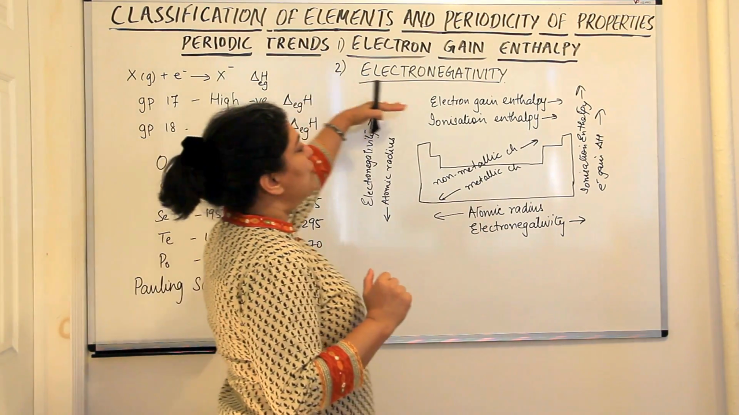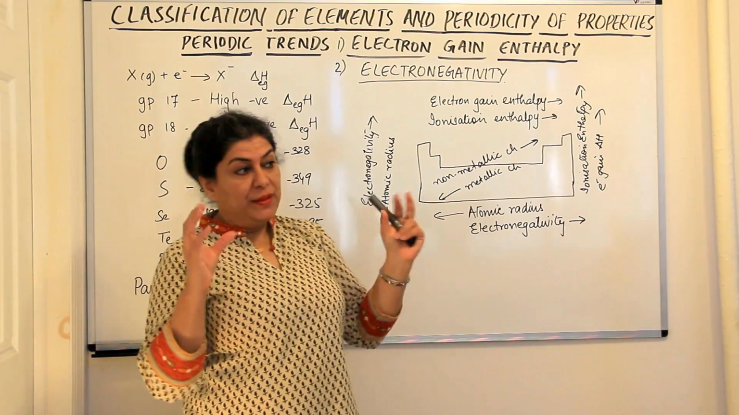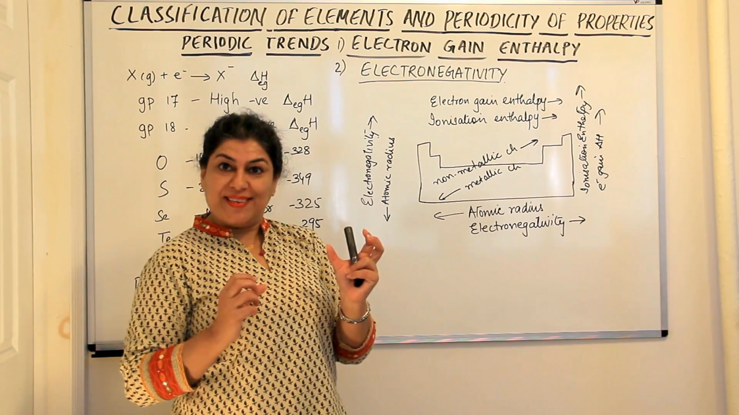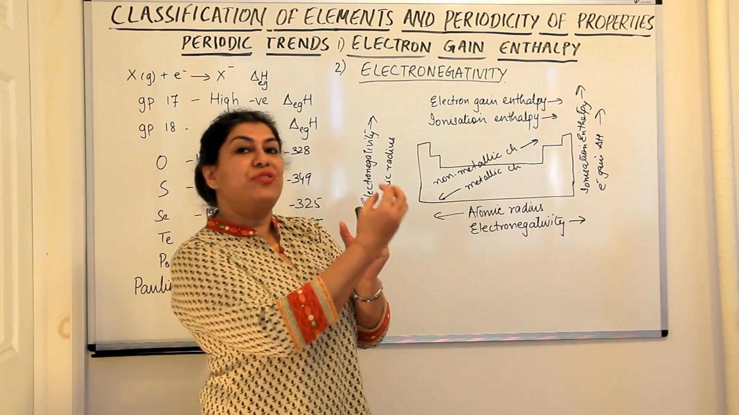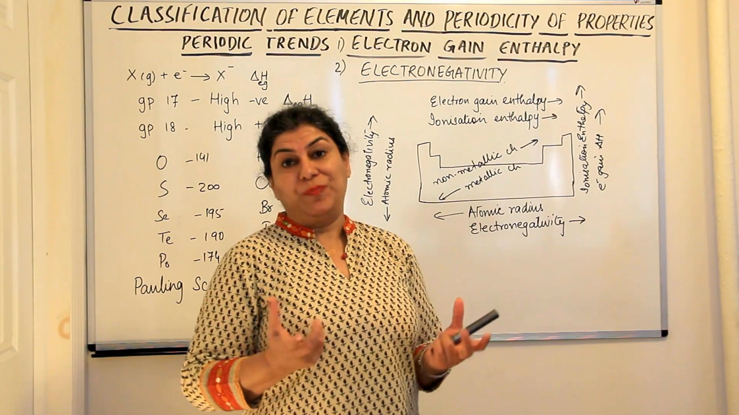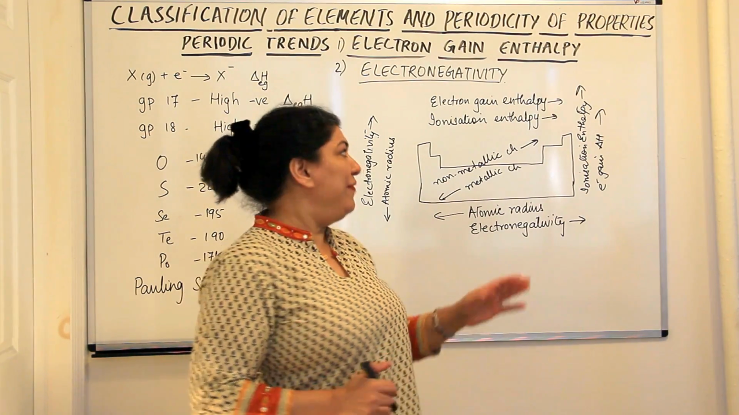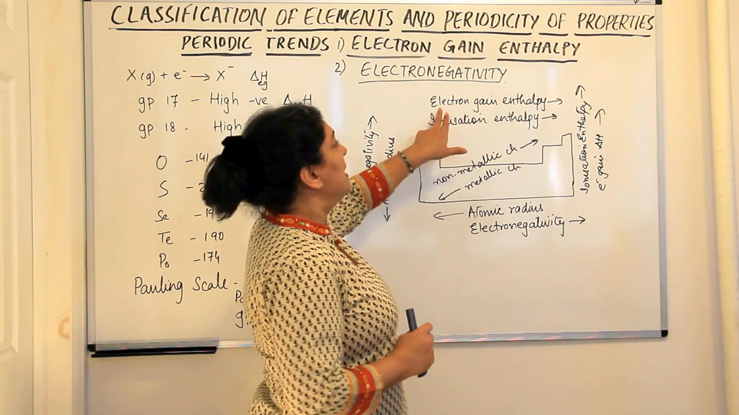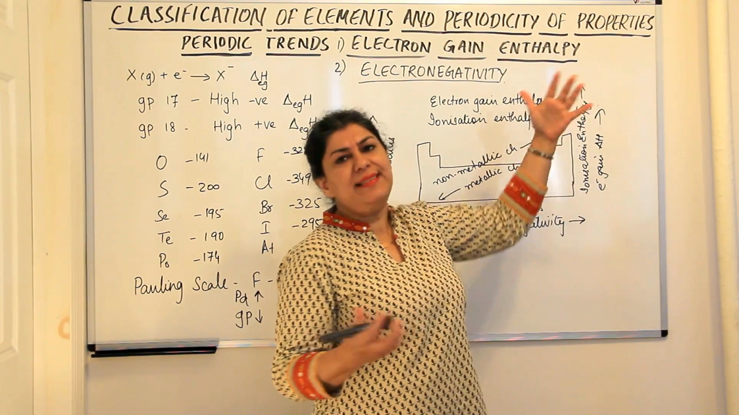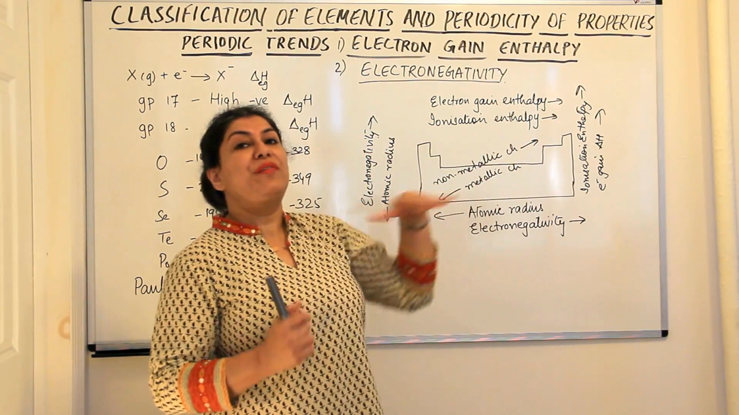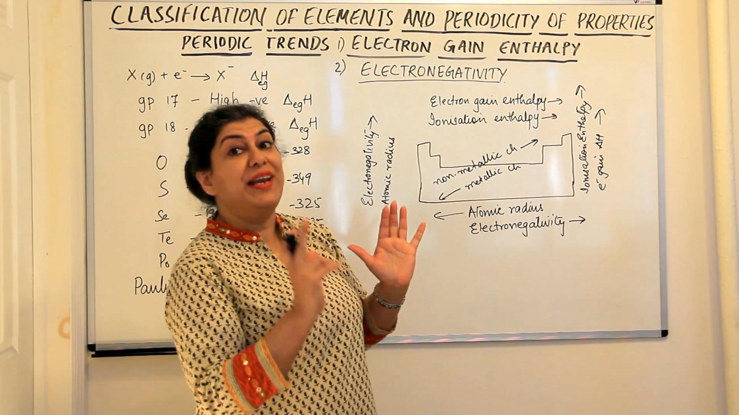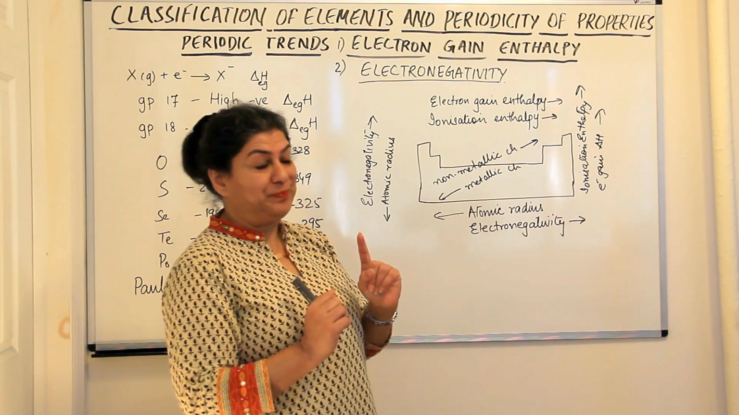As you move from left to right in the periodic table, the size of an atom continuously decreases. And as the size of an atom decreases, the electron that is being added comes closer and closer to the nucleus, and hence it experiences greater nuclear charge or greater attraction from the nucleus. Therefore, as we move from left to right, the negative value of electron gain enthalpy should increase. And that is the general trend, that as we move from left to right, we find that the electron gain enthalpy increases. Negative value of electron gain enthalpy, not the positive value.